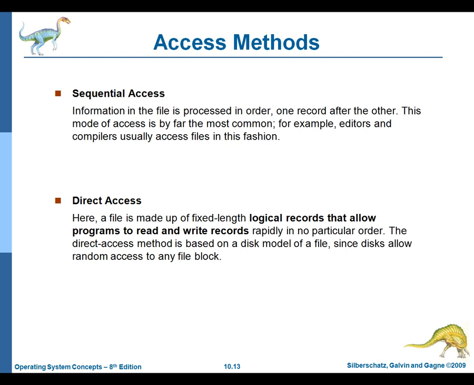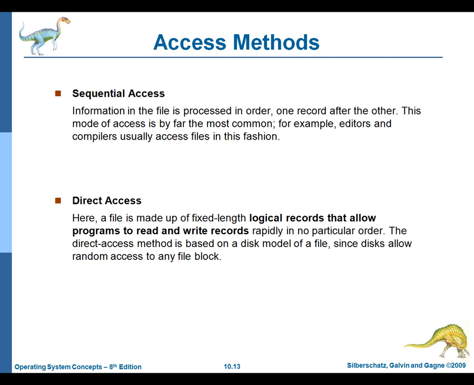The next access method is the direct access method. Here a file is made up of fixed length logical records that allow programs to read and write records rapidly in no particular order. For example, if you want to write any piece of a program, you can directly access that particular location and insert your code there. So there is no particular order.